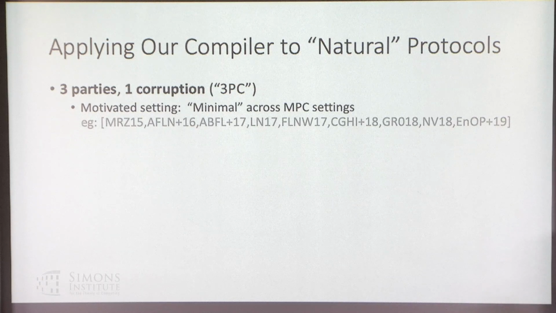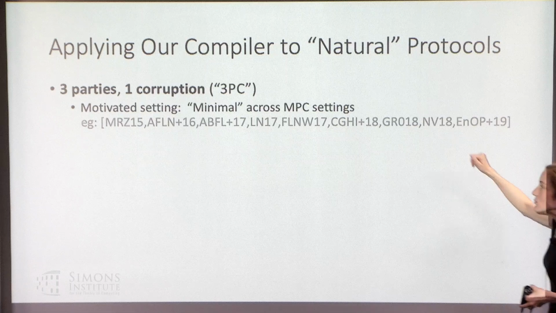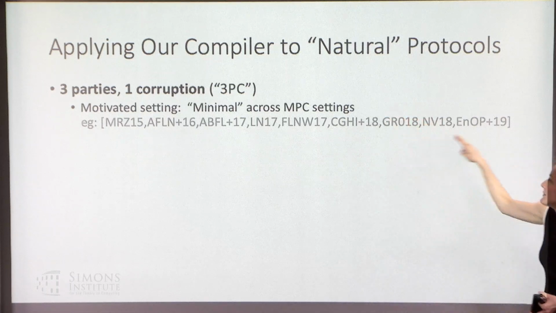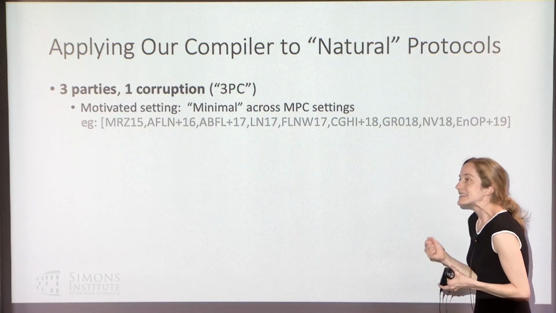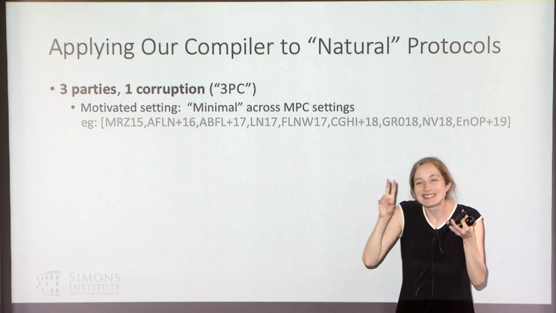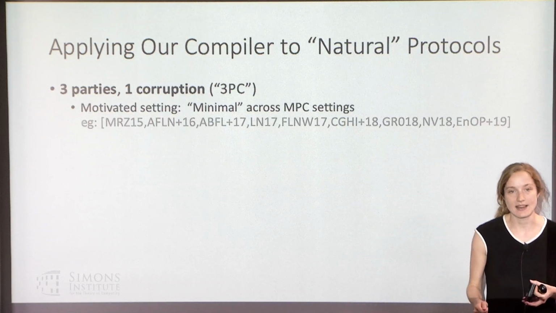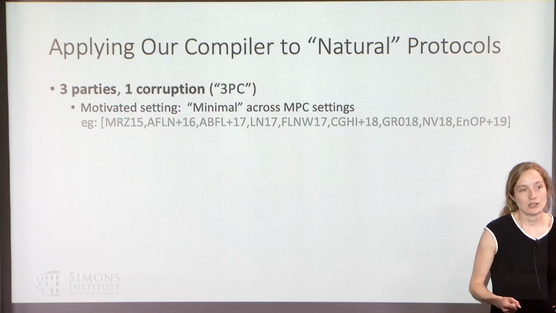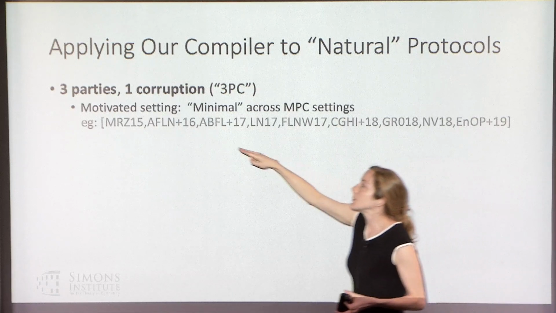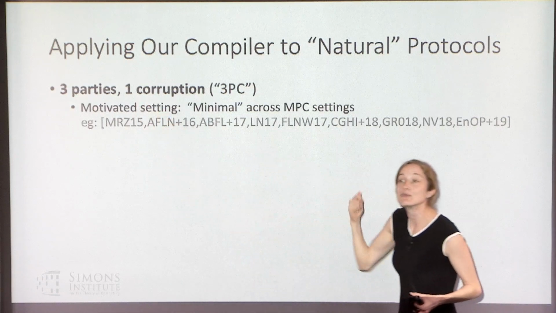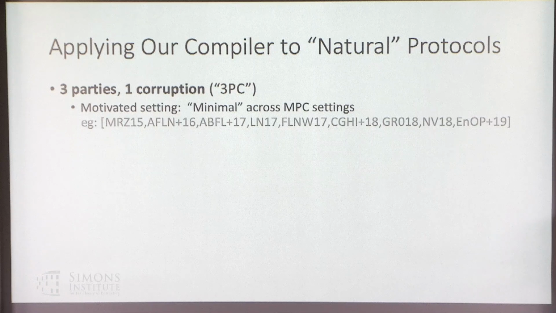Again, remember, everything that I'm talking about is going to be honest majority. And this is one area, I mean, this is not a complete list of citations here, where people really care about this because in some sense it's the easiest setting of performing secure computation. Clearly, fewer parties makes things cheaper, but going from 2 to 3 parties with 1 corruption, this honest majority can really help you out in terms of efficiency.